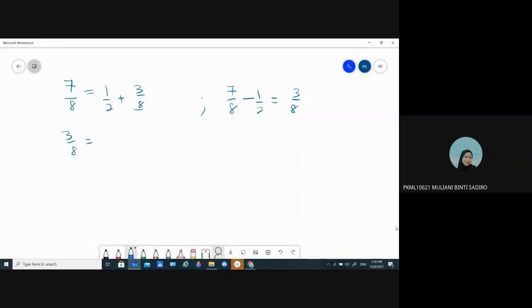We start from the biggest and go. So 1/2 cannot. So 1/3 can? Can. 3 times 3 is 9. 9 is more than 8. So we can use 1/3. Okay. So this is 3 over 8 minus 1/3, how much is that?